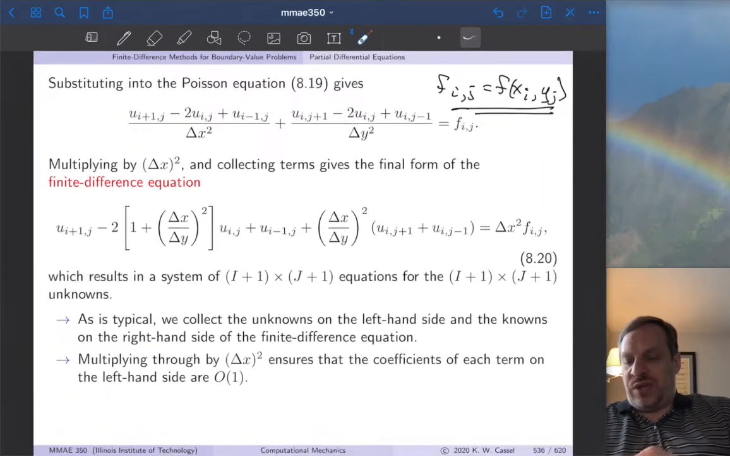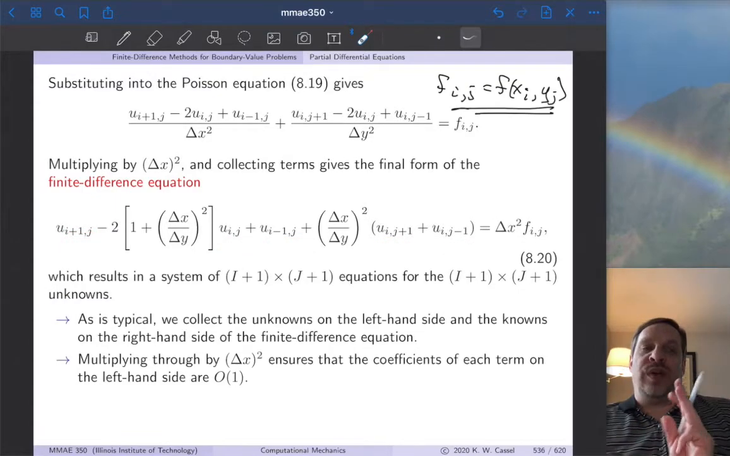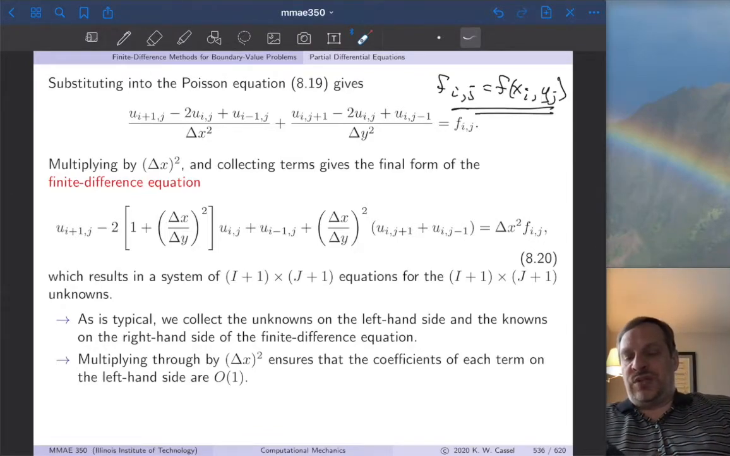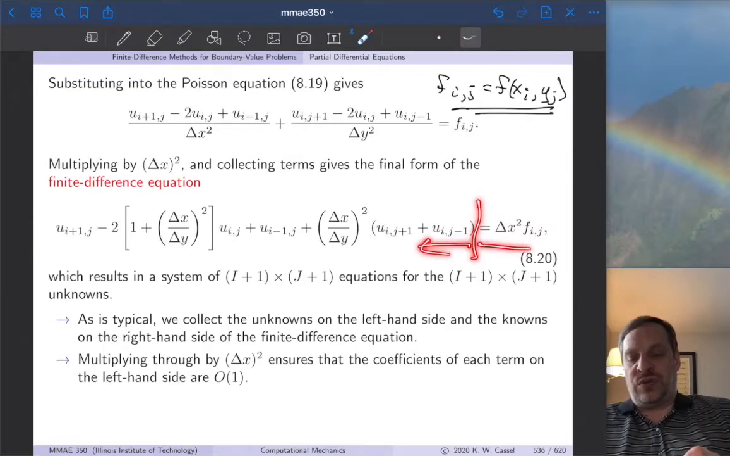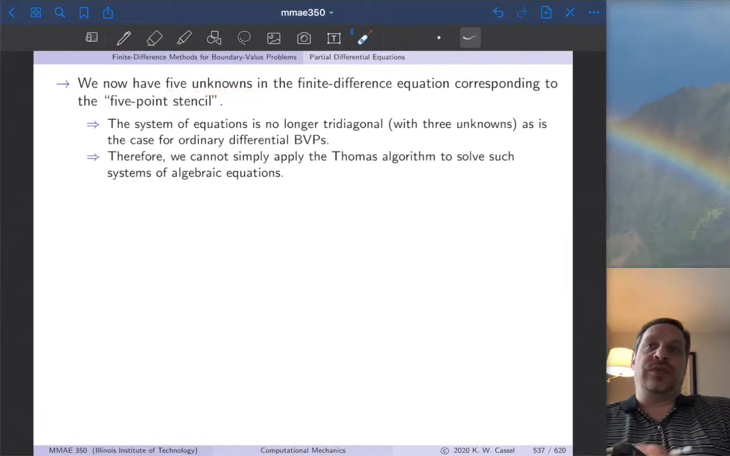So again, we now have 1, 2, 3, 4, 5 unknowns, rather than 3 in the 1D case. So it's no longer tridiagonal. We're going to have to use another technique to solve this, but that's our finite difference equation. Once again, unknowns on the left, knowns on the right, as always. Okay, so again, we have 5 unknowns instead of 3, so we can no longer use, for example, a Thomas algorithm to solve a tridiagonal system of equations. So we need a more general technique.